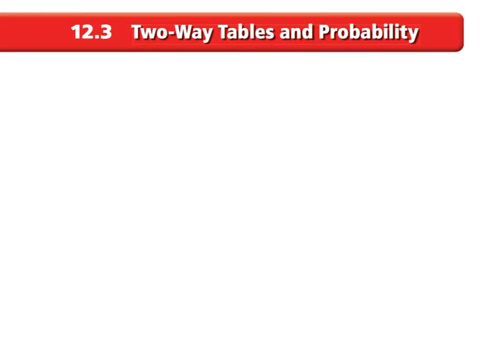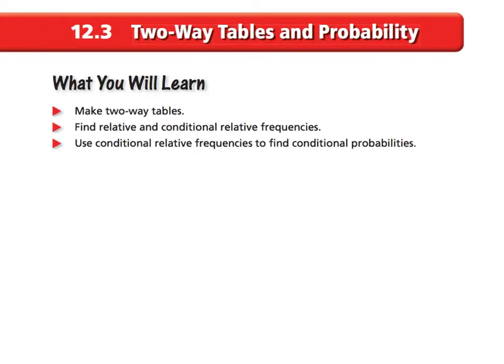In 12.3, we're going to be talking about two-way tables. So what are we going to be learning about those two-way tables? You're going to be learning how to make them, how to find their relative and conditional relative frequencies, and using those conditional relative frequencies to find conditional probabilities. I'm not going to lie, this can get confusing.